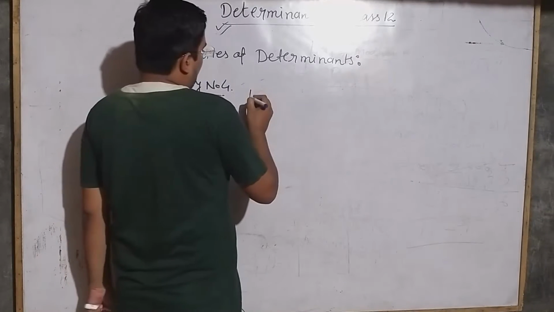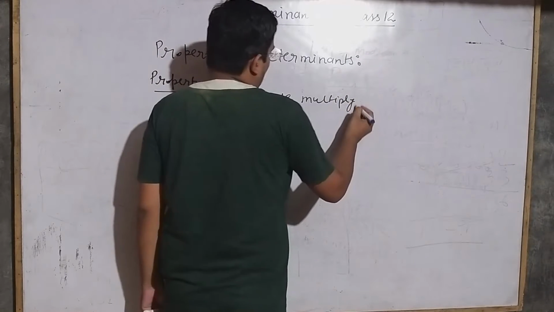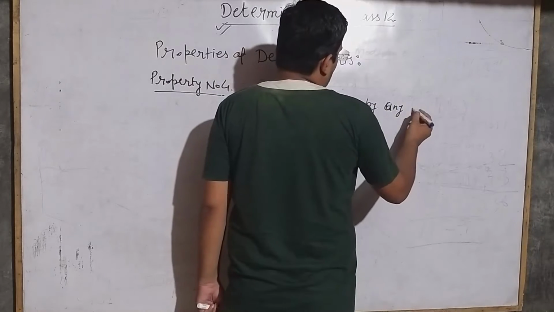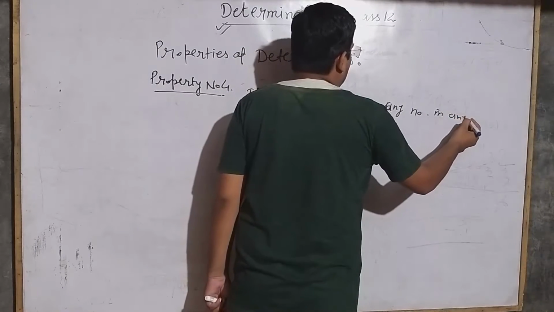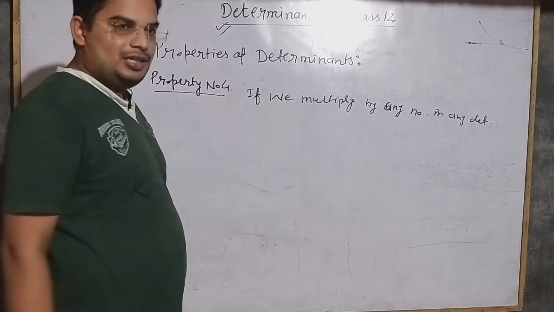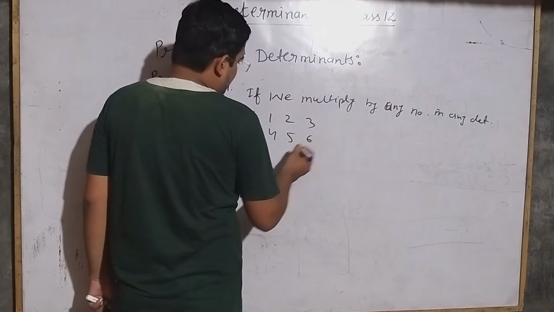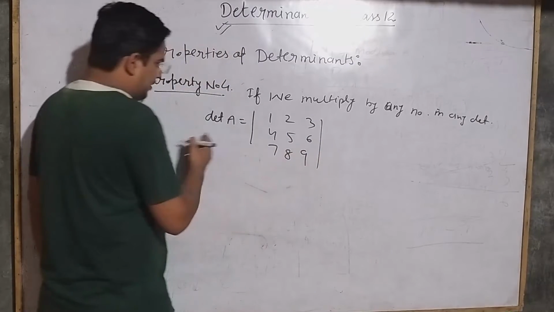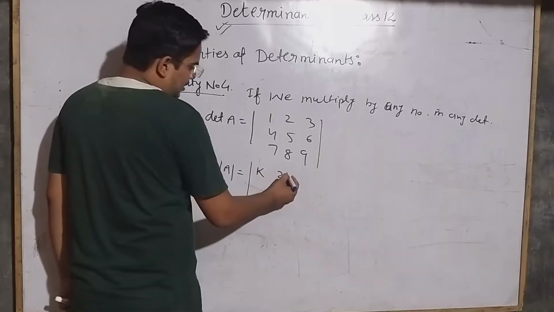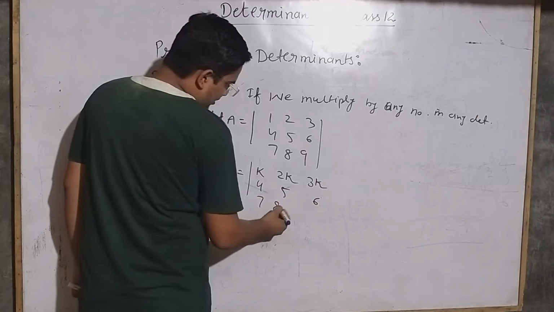If we multiply by any number in any determinant, this is the determinant of A, like this, given here 1 2 3, 4 5 6, 7 8 9. So if I am multiplying by K, I say K times determinant of A, so what will happen? It becomes K, 2K, 3K. Now this is 4, 5, 6, 7, 8, 9.